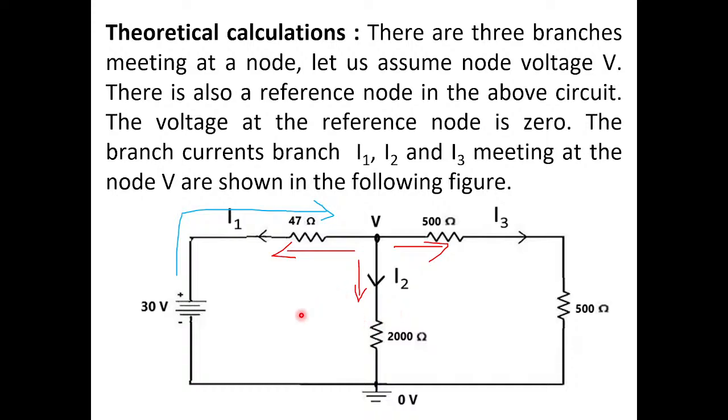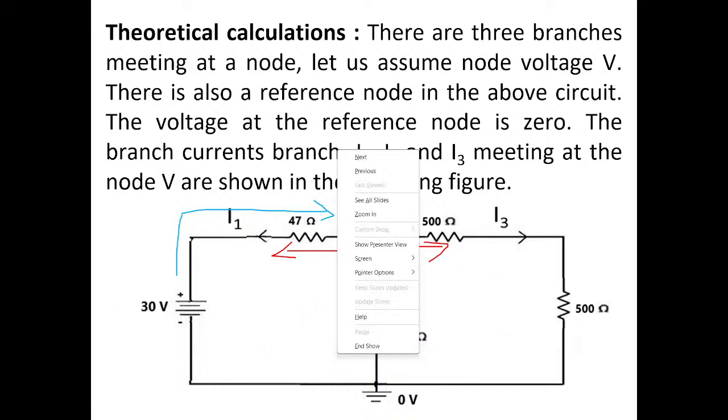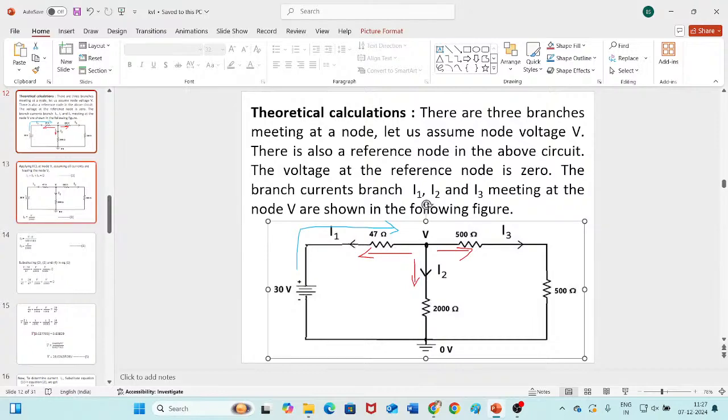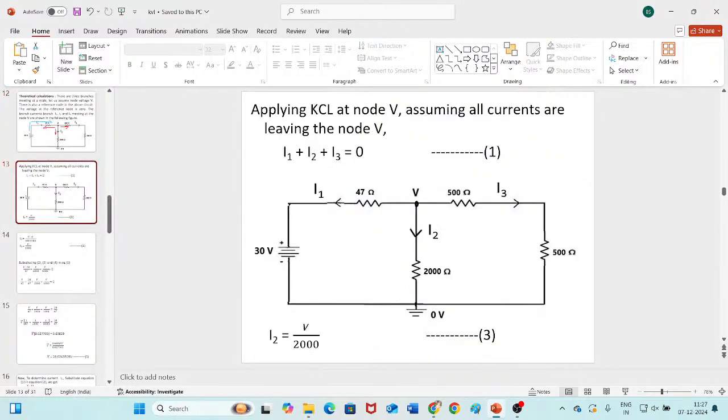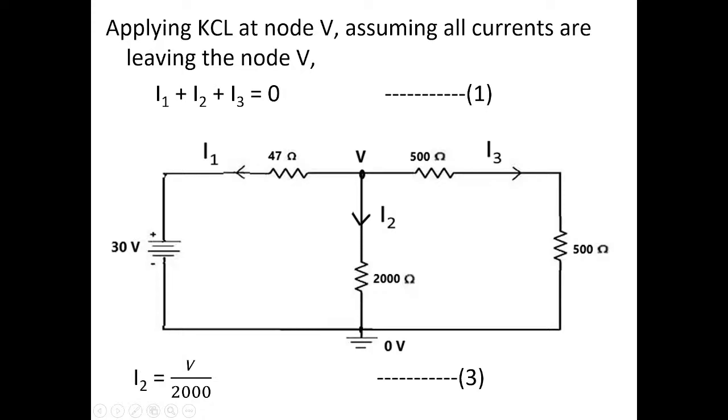So now let us write down the KCL equations. According to KCL, apply KCL at node V, the node I have assumed here. Since you have assumed all the currents are leaving, the algebraic sum of all the currents is equal to 0. Even if you assume all the currents entering, the algebraic sum of all the currents should be equal to 0.